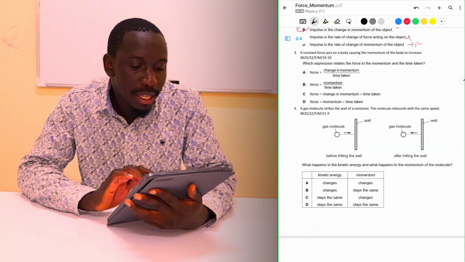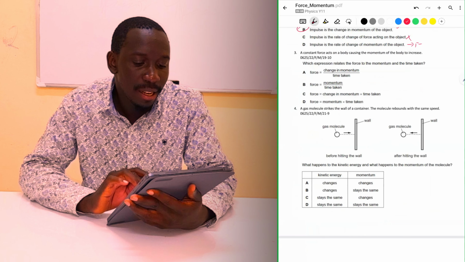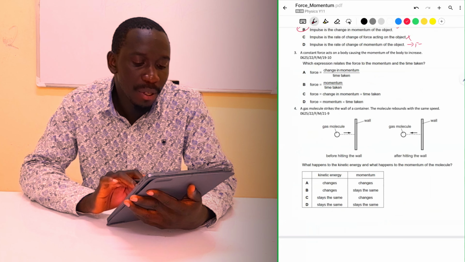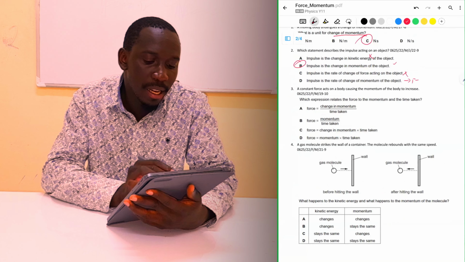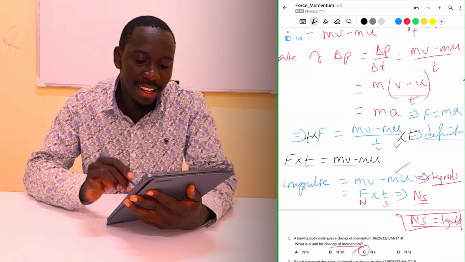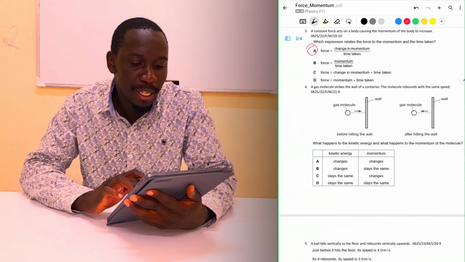Alright, number 3. A constant force acts on a body, causing the momentum of the body to increase. Which expression relates the force to the momentum and the time taken? You can see that this is A, if you refer to what we have actually covered here. Force is change in momentum divided by the time taken.